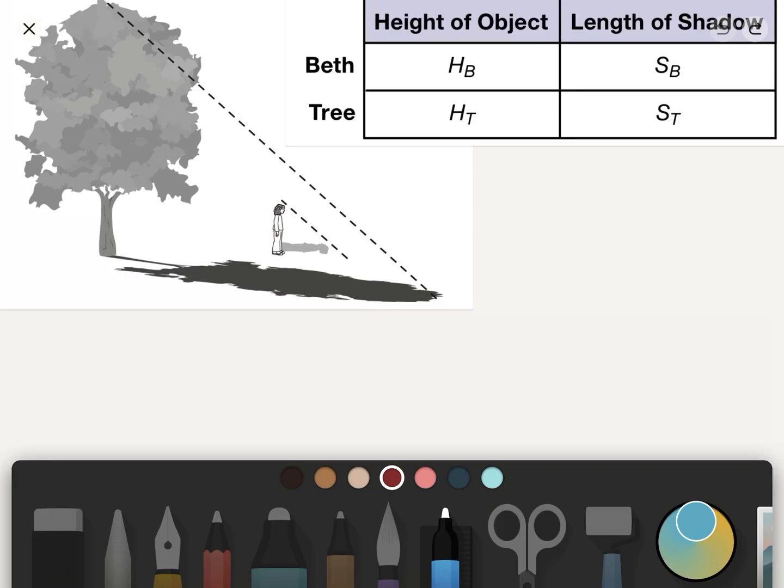Oh, how'd she know that? Well, she did not directly measure the height of the tree. Instead, she used her knowledge of proportions to indirectly measure the height of the tree. The lengths of the shadows cast by the two objects are proportional to the heights, because since the sun is in the same position for both of them, the shadows will also have to be the same proportion.